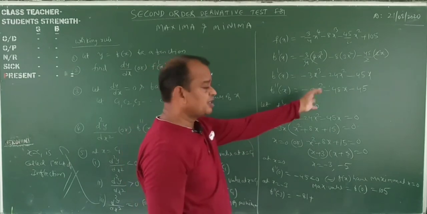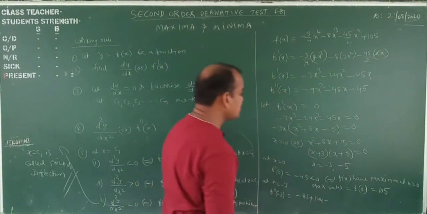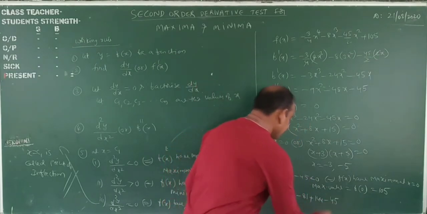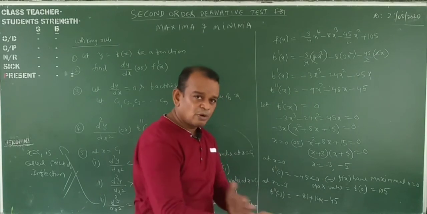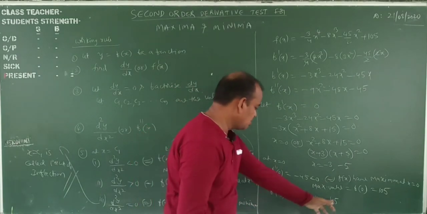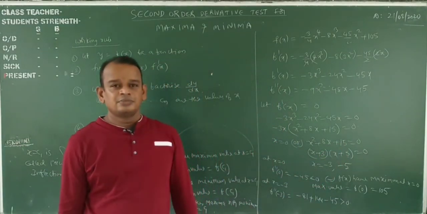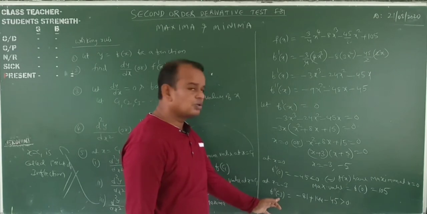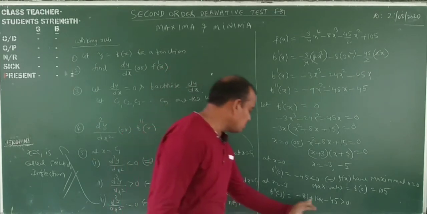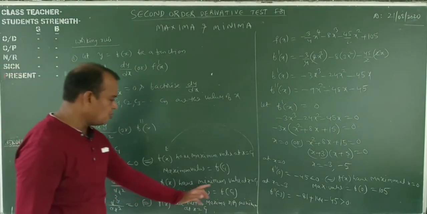Okay, 144 plus 144 minus 45. What we need is not the calculation part, but positive or negative. Okay, 126, this is positive, 100% positive. At minus 3, positive. Now you can find why: f second order derivative is positive. Second order derivative positive means f of x has a minimum value.